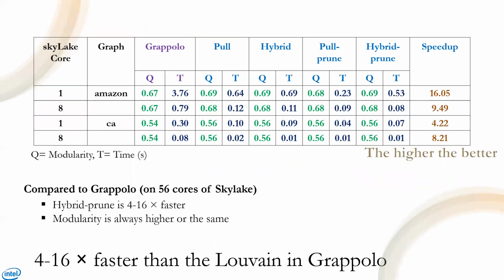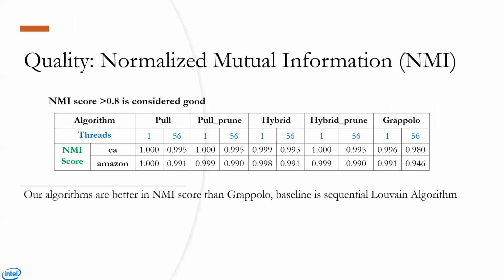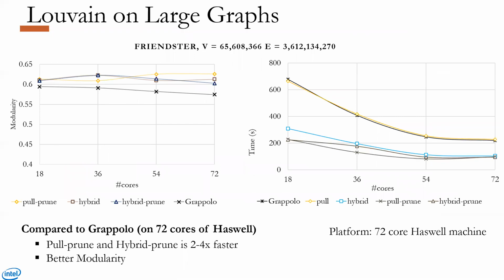On relatively small real-world graphs, the Amazon and California road network, the hybrid prune algorithm is 4 to 16x faster, and the modularity value is always the same or higher compared to Grappolo. We also verified the quality of the solution based on another metric called normalized mutual information, or NMI, and here too our algorithms appear to perform better than Grappolo.